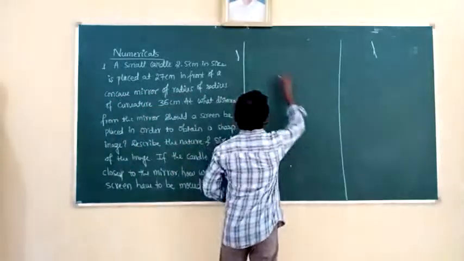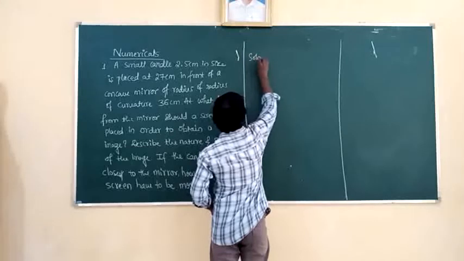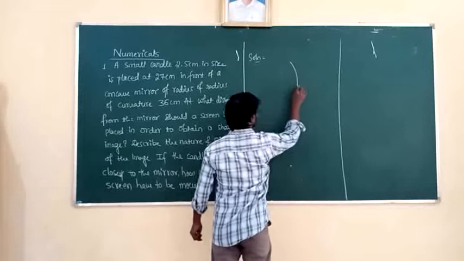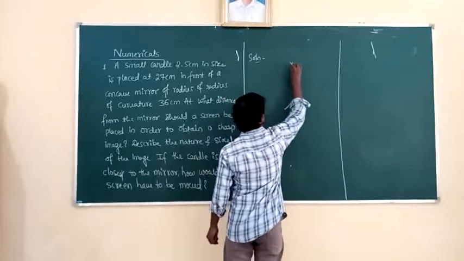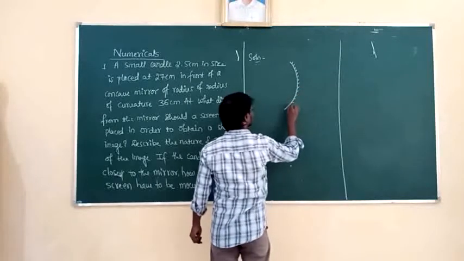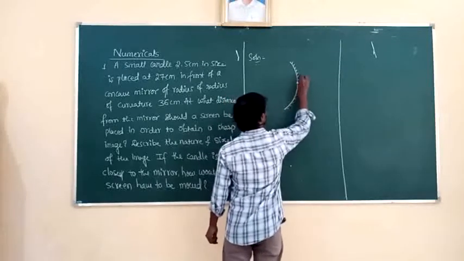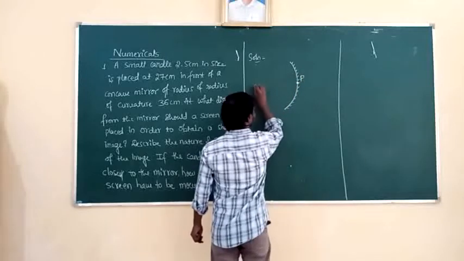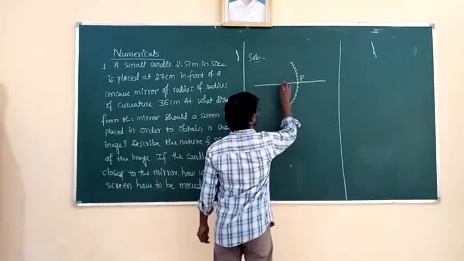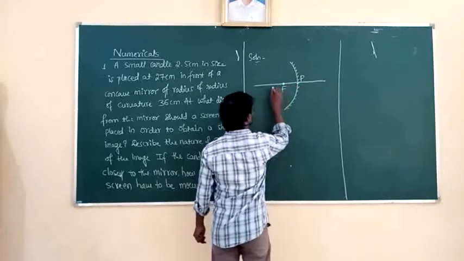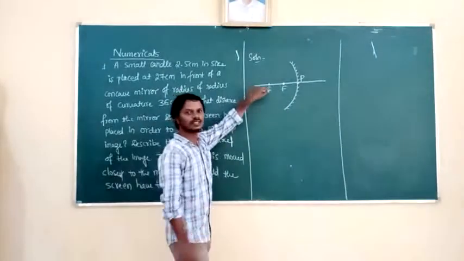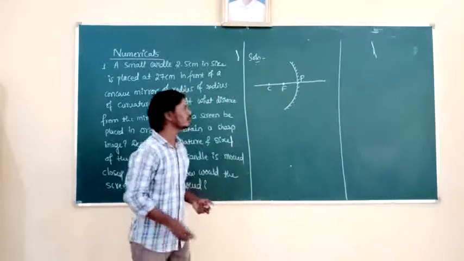Then, see here, what is the solution for this one? Which mirror is given? Concave mirror is given. It is a concave mirror. Then pole. The line which is passing through the center of curvature and pole is called principal axis. Now I will take it is a focus and it is center of curvature. So distance of the center of curvature from the pole is nothing but radius of curvature.